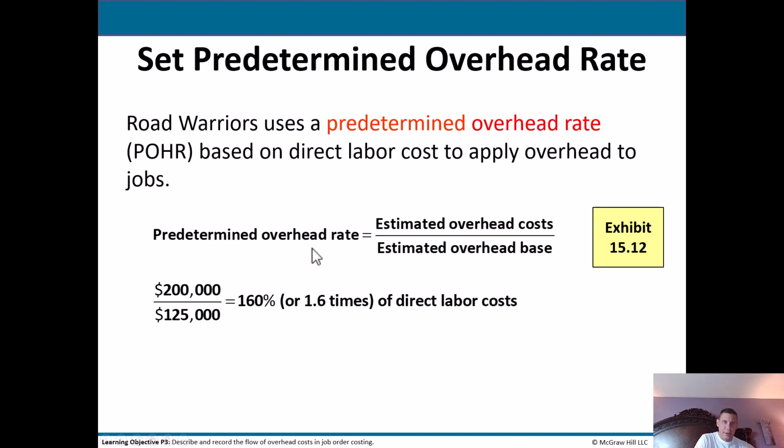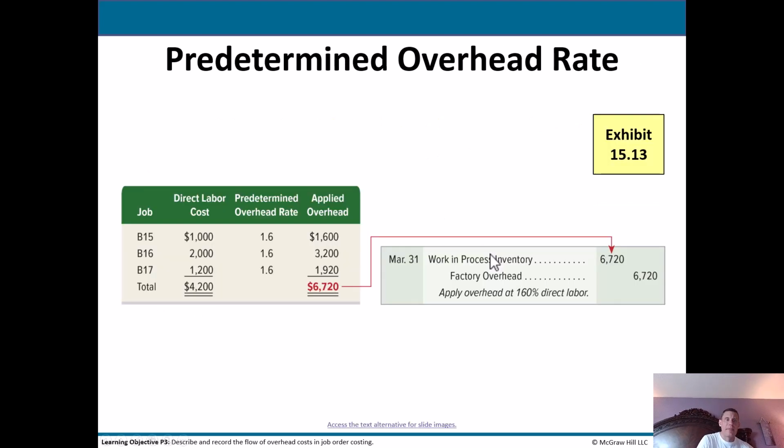So the predetermined overhead rate is going to be the estimated overhead cost. You can see here their estimated overhead for the year was 200,000 divided by the estimated overhead base, which was 125,000. And then we plug in your numbers, right? And then we get 160% or 1.6 times. So what we're really saying is our estimated overhead costs are going to be 160% of our estimated overhead base. And again, the overhead base is typically going to be either direct labor hours or machine hours.